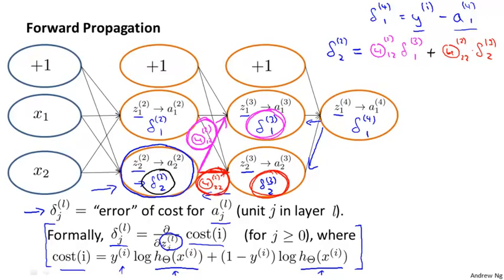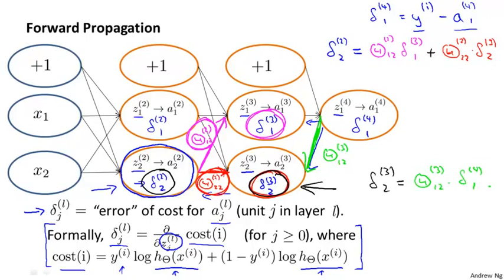And just as another example, let's look at this value. How do we get that value? Well, it's a similar process. If this weight, which I'm going to highlight in green, is equal to, say, theta 3 of 1,2, then we have that delta 3,2 is going to be equal to that green weight, theta 3 of 1,2, times delta 4,1.